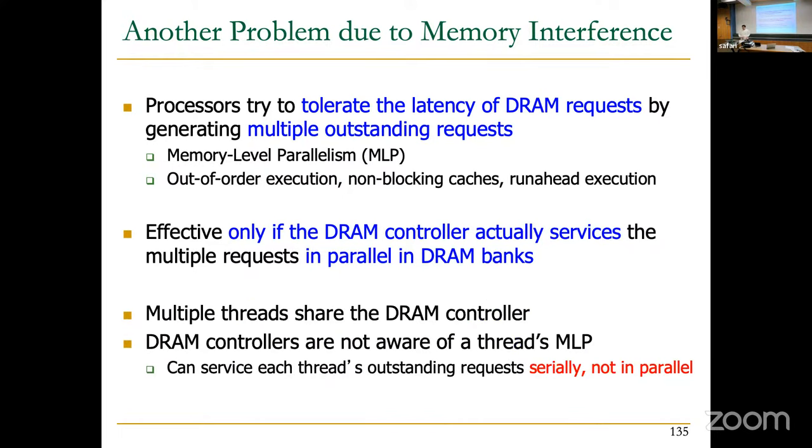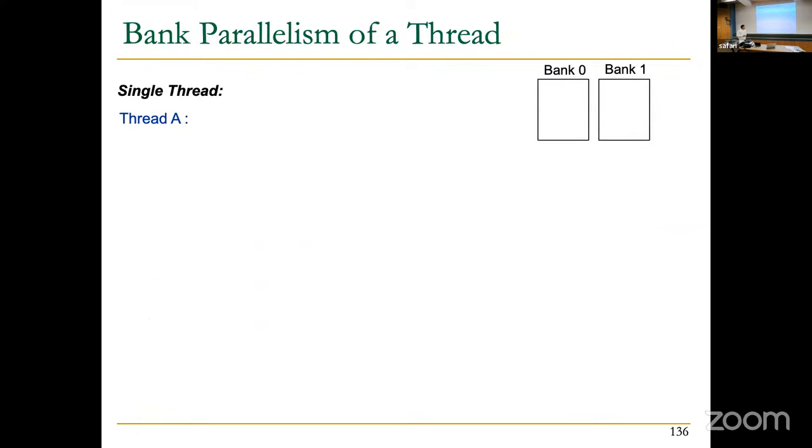banks. Now, when you have multiple threads that share the same DRAM controller, and the DRAM controller is not aware of threads or of a thread's memory level parallelism, it can unknowingly service each thread's outstanding request serially instead of in parallel. This will become more clear in this simulation. So this is what we have when we execute the workload alone in the system.